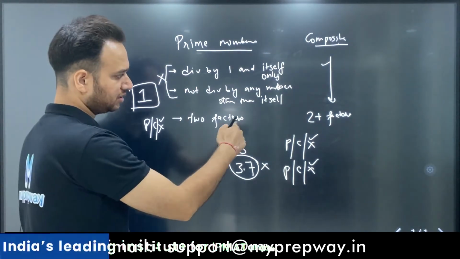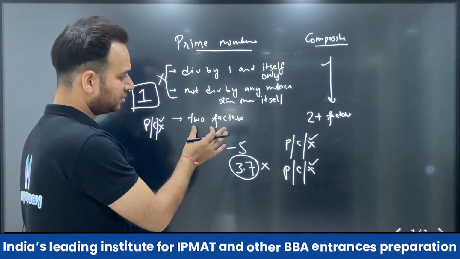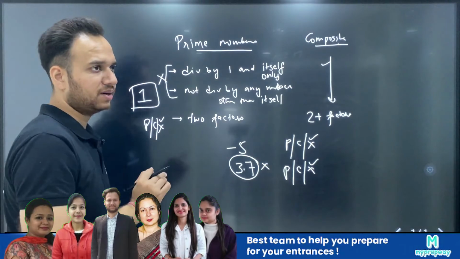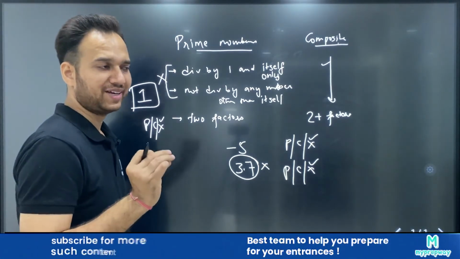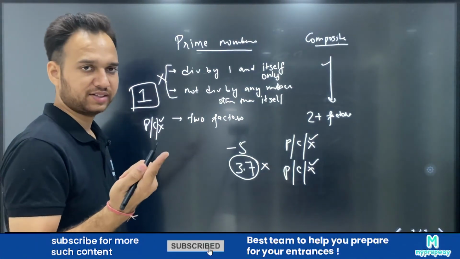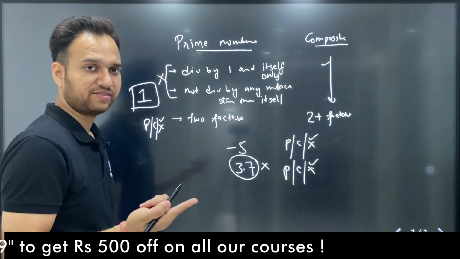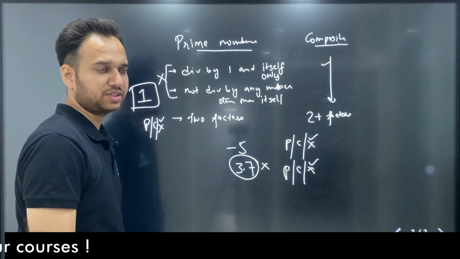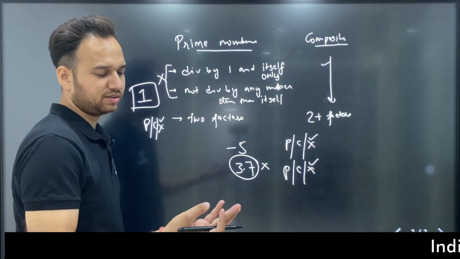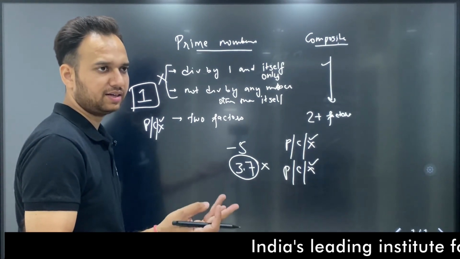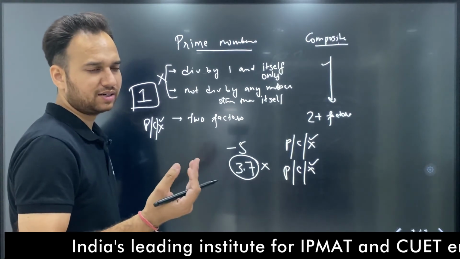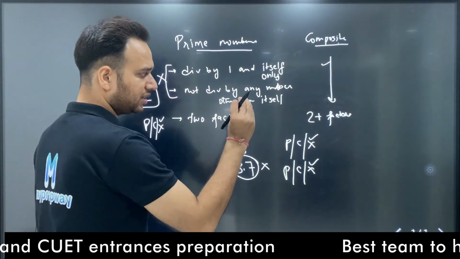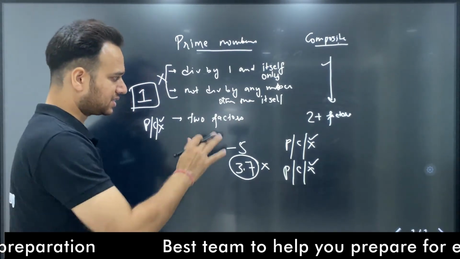Only the third definition remains. Why? The numbers which have exactly two factors are prime. 1 is the only natural number which has exactly one factor. And the numbers which have more than 2 factors are all composite. You can see 4, 6, 8, 10, 9, 15, 21, all these composite numbers have more than 2 factors. So that's the perfect definition.